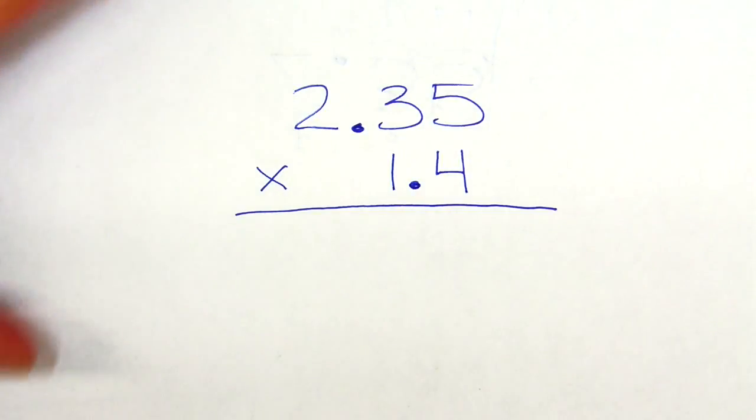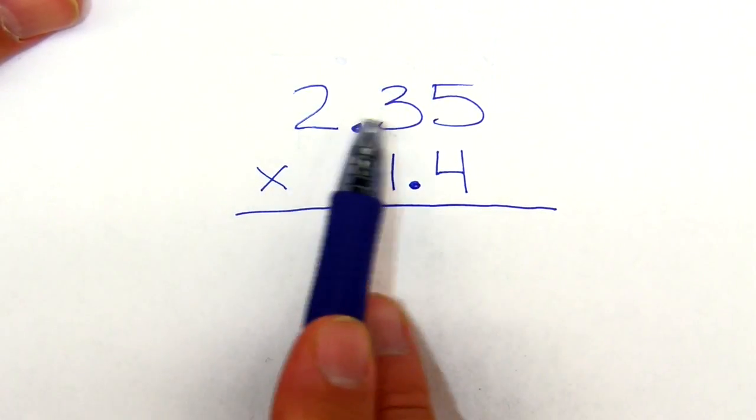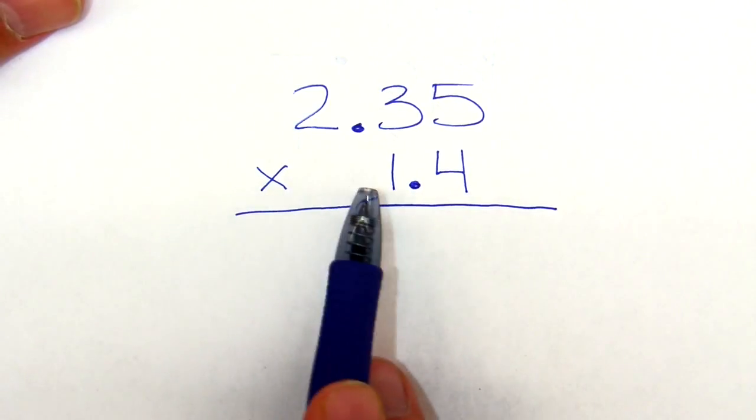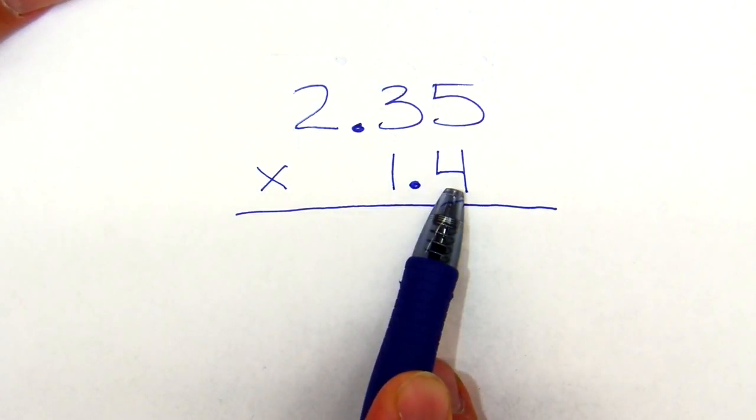All right, in this video, we're gonna take a look at how to multiply two decimals. So we see in this problem, we have 2 and 35 hundredths times 1 and 4 tenths, right?